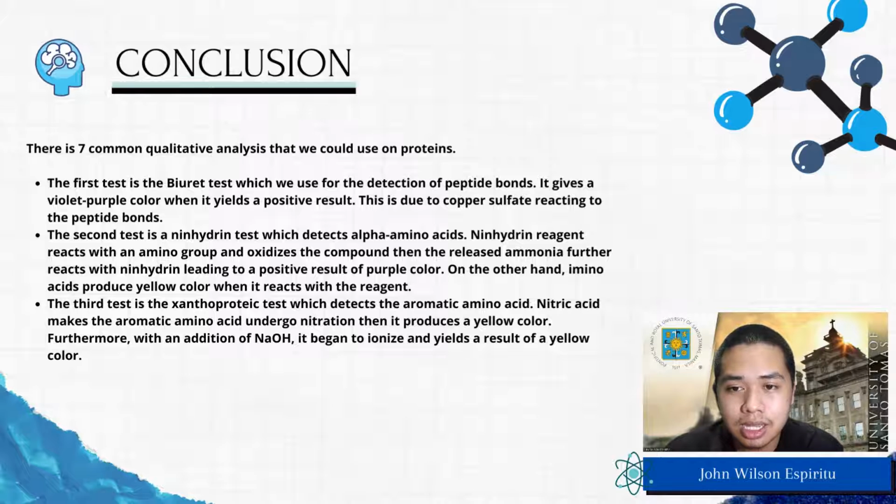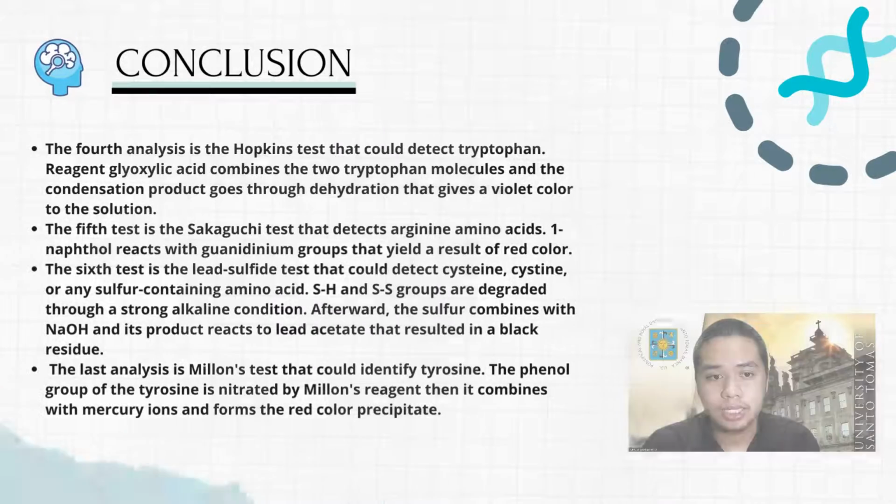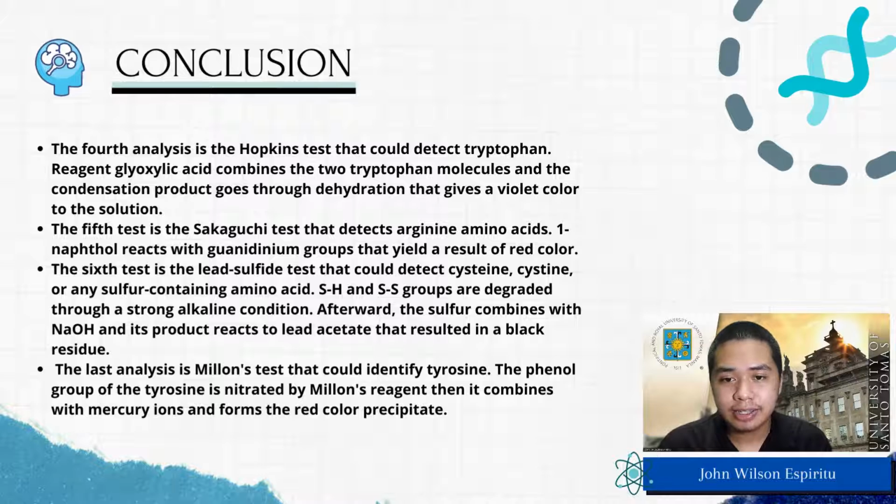The next test would be the Xanthoproteic test, which is used to detect aromatic amino acids. The aromatic amino acid undergoes nitration through nitric acid, and with the addition of NaOH, it begins to ionize and gives a yellow color. The next test is the Hopkins-Cole test, which detects tryptophan. The glyoxylic acid, which is the reagent used, combines with two molecules of tryptophan acting on an indole ring. Then the condensation product formed undergoes dehydration to form a violet-colored pigment.